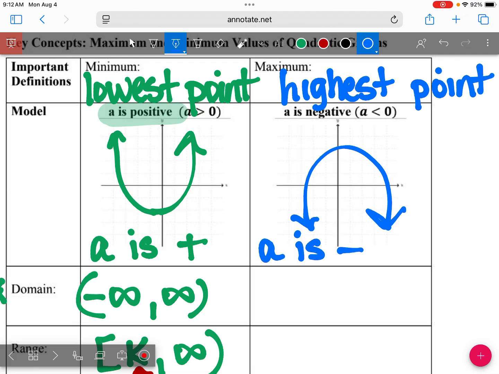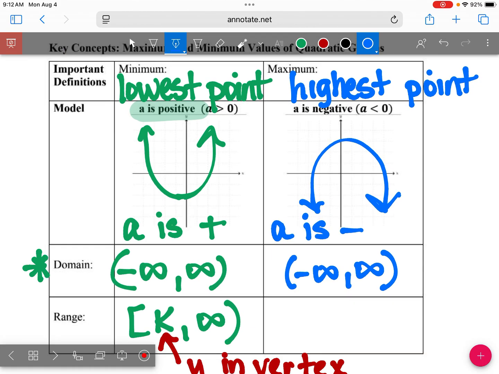Just like before, the domain doesn't change. But because this one is upside down, our range is going to change. That's going to be my range. So let's talk about what K is. So this is my point right here. That's my vertex. That's X and Y. Whatever your Y value is, that's the number we're going to use for K.